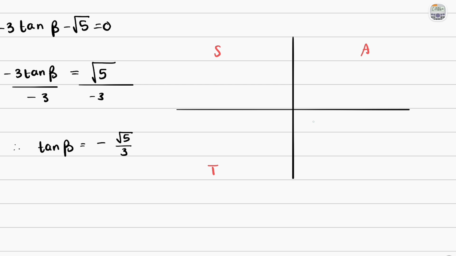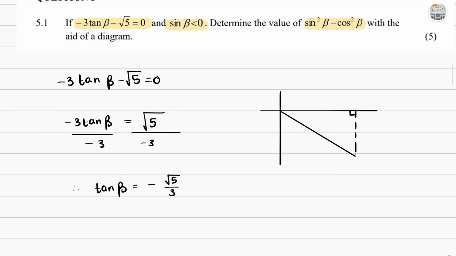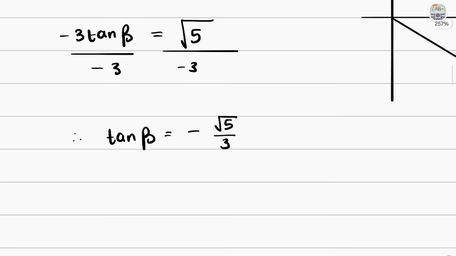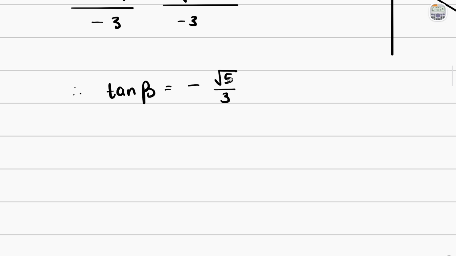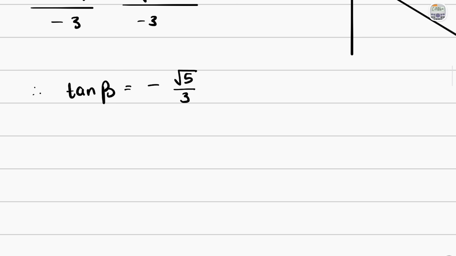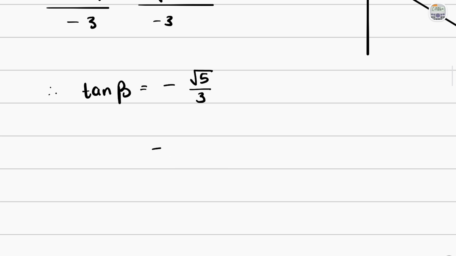So we're just going to go ahead and draw the arm, and this goes up to the x-axis. So line up to the x-axis, and it is perpendicular to the x-axis. Okay, and now we're going to fill in this diagram. We know that tan beta is equal to negative square root 5 over 3. But remember from SOHCAHTOA, tan is opposite over adjacent. So this is the opposite side and this is the adjacent side.